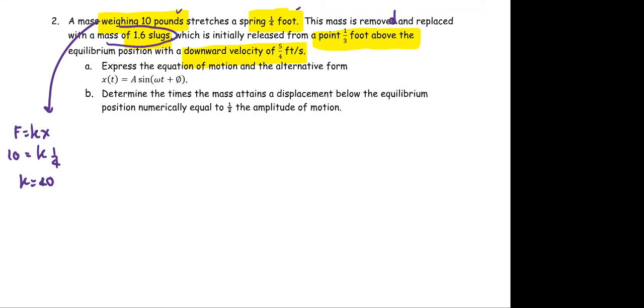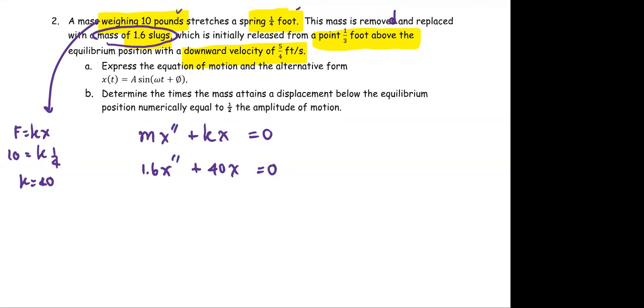So this one will be the m that we use in the equation. From m x double prime plus k times x equals 0, so no damping force, no external force. That means just two terms, the homogeneous situation. So m here is 1.6. So we have 1.6 x double prime plus k, which is 40, times x equals 0.